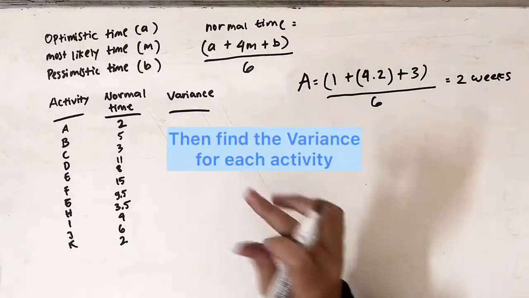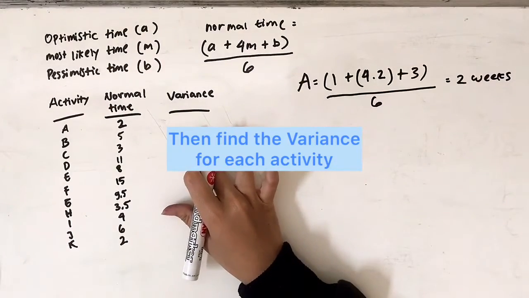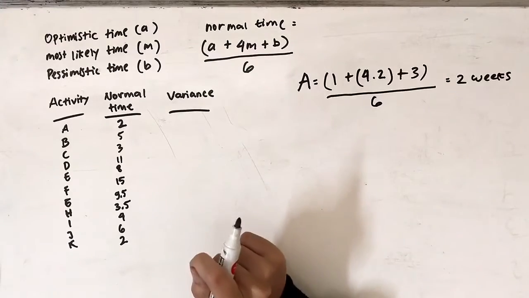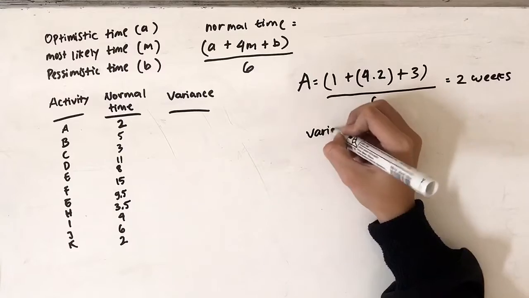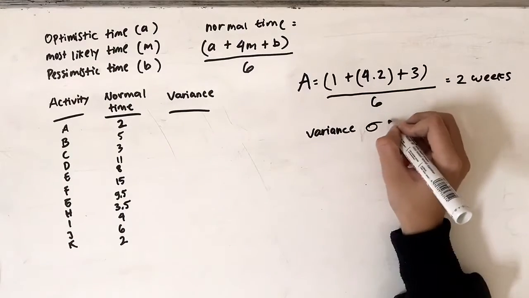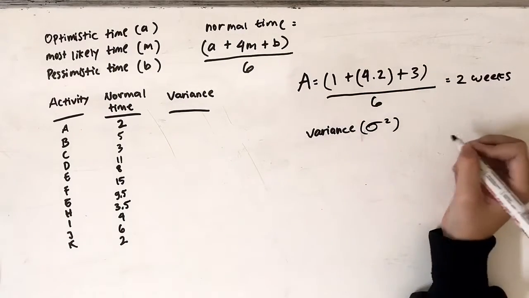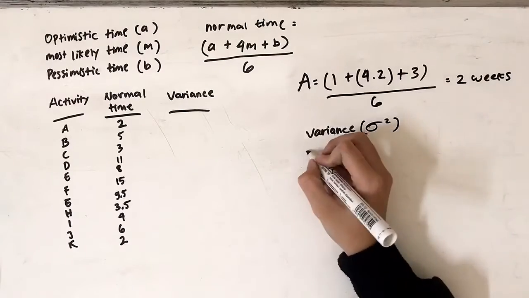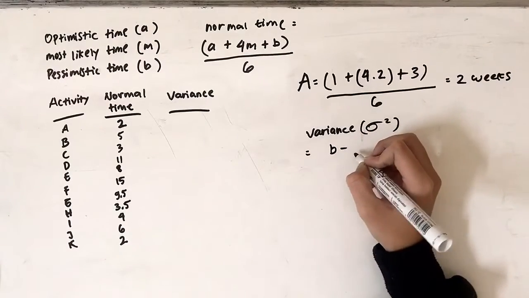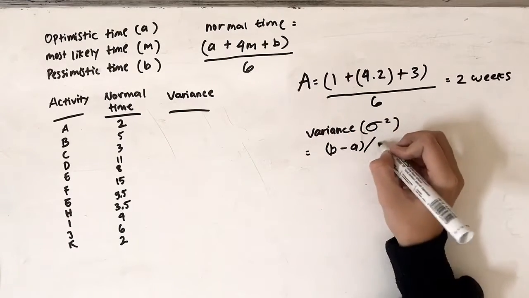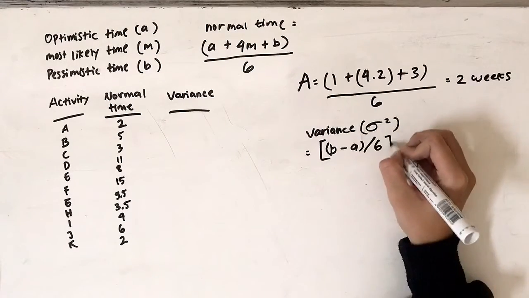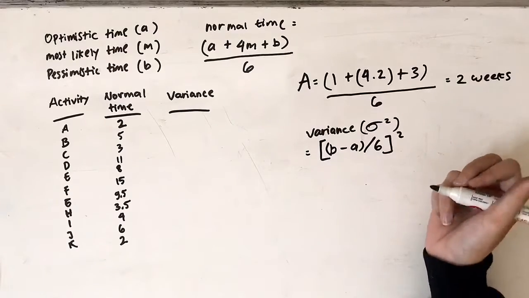After that, we have to find the variance for each activity too. We get it by using this formula for variance. Okay, the formula for variance is B minus A divided by 6, and then we square it.